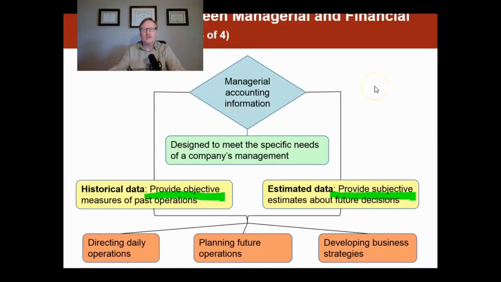Okay, so here's another slide: designed to meet the specific needs of a company's management, right? We discussed the Doritos, and managers trying to determine which is the best-selling Doritos at a given time in a given location. Historical data: we look at past data and provide objective measures of past operations, not necessarily even financial data, but production reports, things of that nature. And we have subjective estimates about future decisions. Daily operations, planning the future, developing business strategies. This is all part of management accounting.